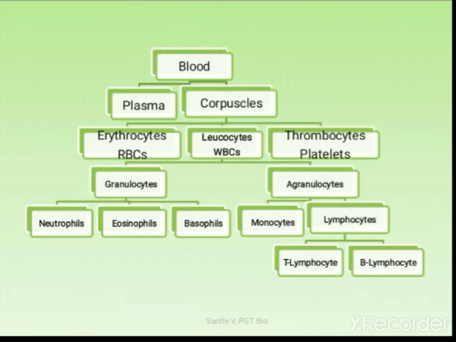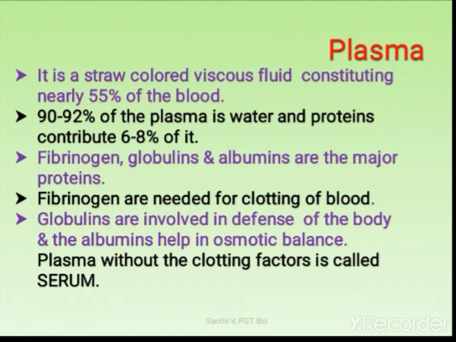Now let us study the different components in detail. First, plasma is a straw colored viscous fluid. 55% of the blood is contributed by plasma. It mainly contains water, and apart from that some proteins: fibrinogen, globulins and albumins are the major proteins. Fibrinogen is helpful for the clotting of blood, and globulins are involved in the body defense mechanisms, that is, immunoglobulins and so on. Albumins help in maintaining the osmotic balance. Plasma without the clotting factors is called serum.